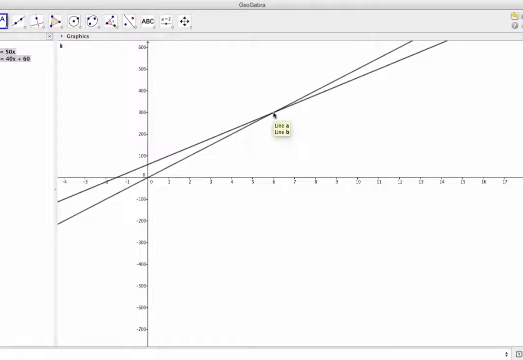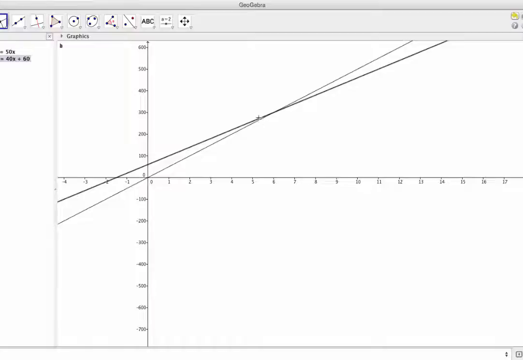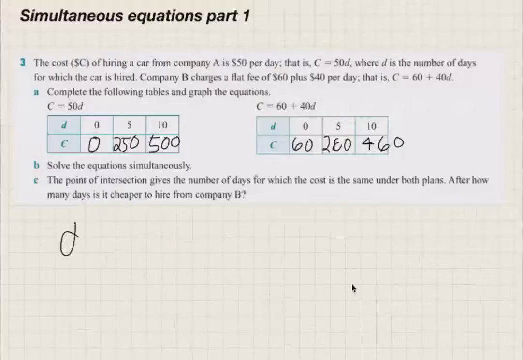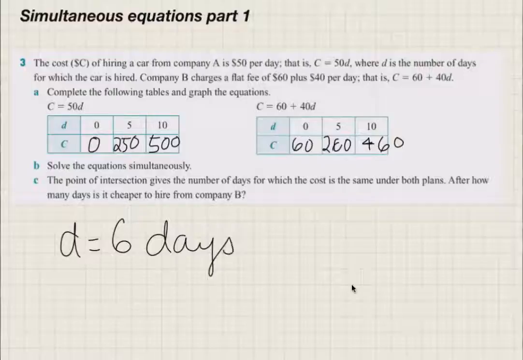If I just click where they meet, the intersect of those two points, I've got the point A there, and we can see up here that that point is the point (6, 300). So going back to the problem, when D is equal to 6 days, C is equal to 300.